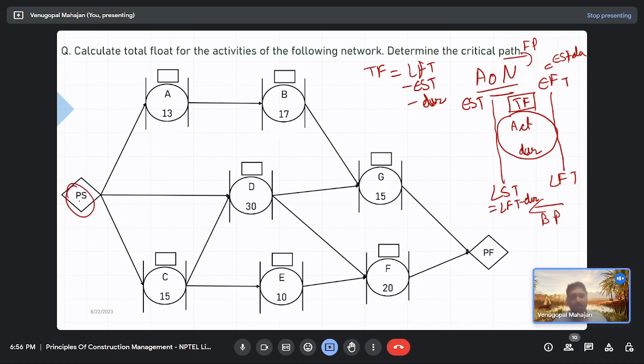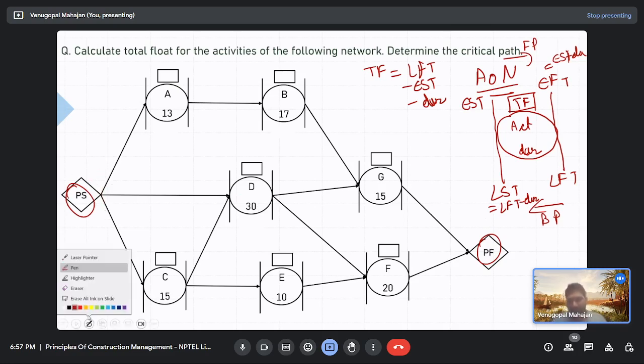What is this PS and what is this PF? Start and finish. Why do we need this? I mean, there was no talk of start or finish event or start or finish activity when we were discussing how to draw the network. Then why are we having these? Just to make some sense, right? Just to have some logic. Okay, we will see how to use them.